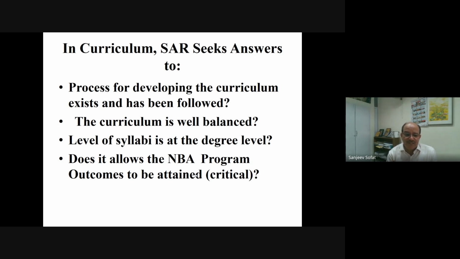So that's what we check: does it allow the NBA program outcomes to be attained? Because I hope some of you who have gone for the accreditation know that the National Board of Accreditation has defined program outcomes for various programs. Let's say for the engineering program they have defined that. For a diploma also they have defined. For MBA also they have defined. Okay, this is at a national level. They have defined generic outcomes which my program should bring out.